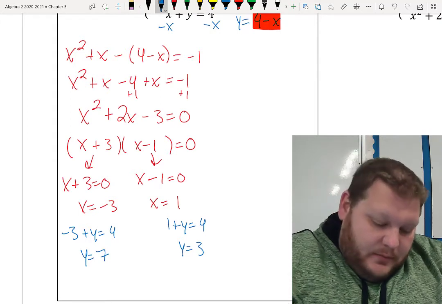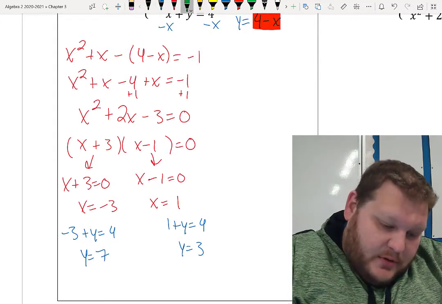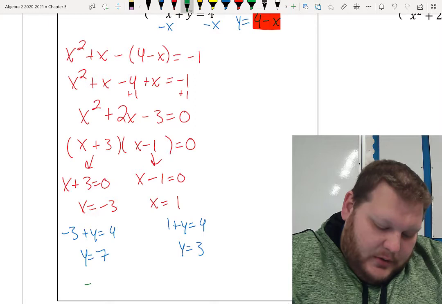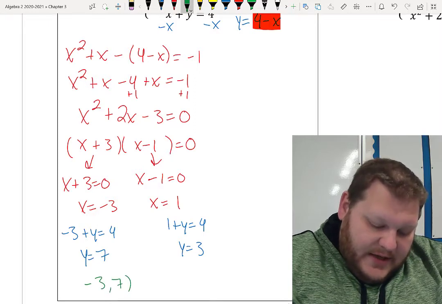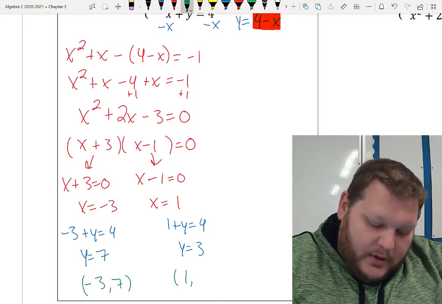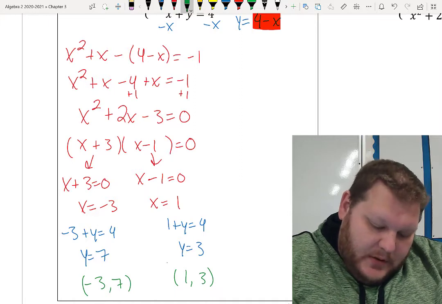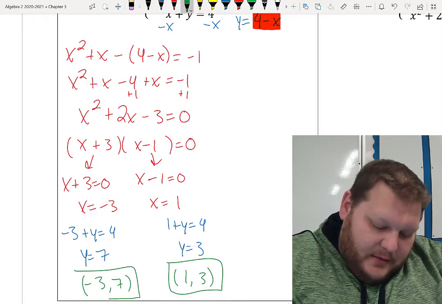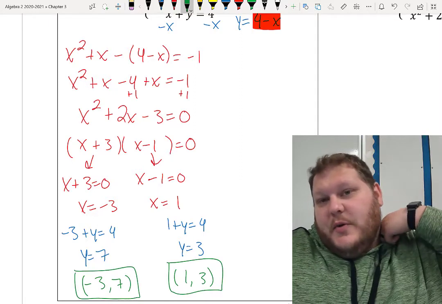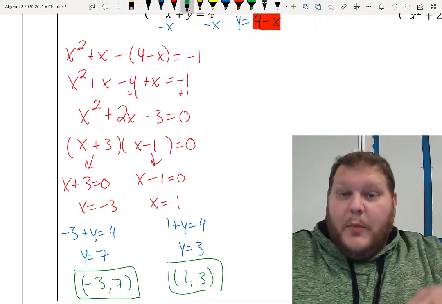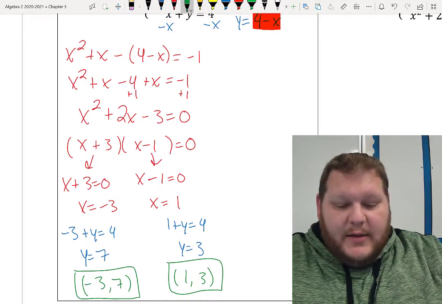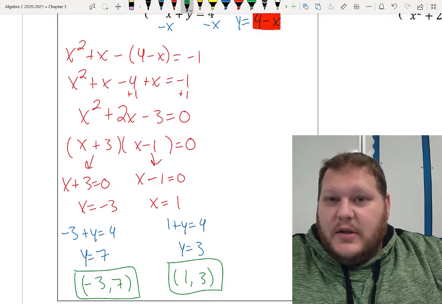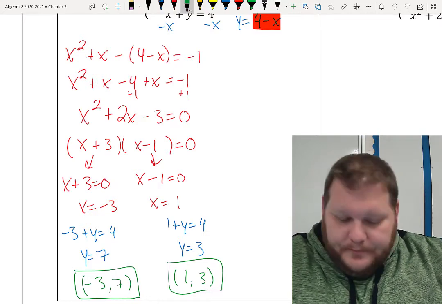So that tells me my two solutions, I'm going to do it in green here, are negative 3 comma 7 and 1 comma 3. Because, again, those x values paired up with those y values are my 2 points. So at both of those x and y values, I could plug those into either of my two equations, and it would make my equation true.